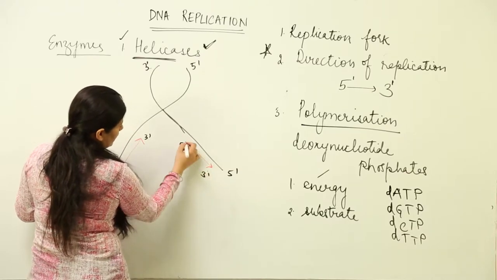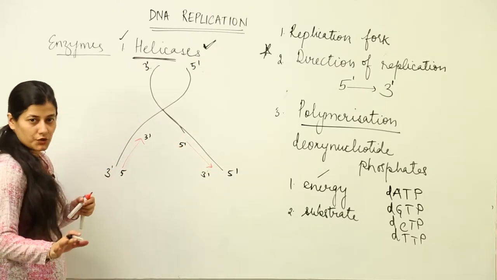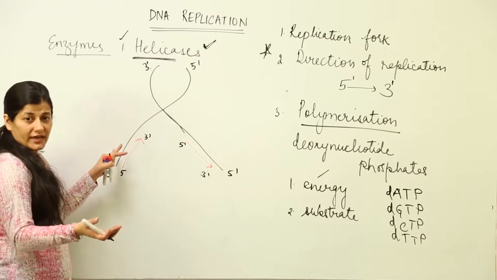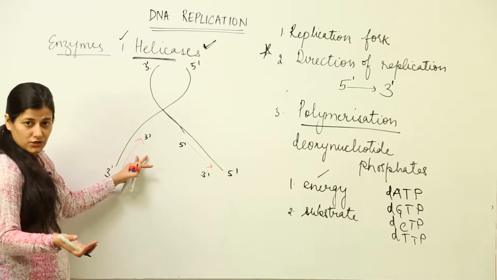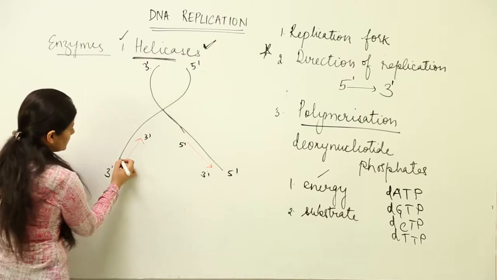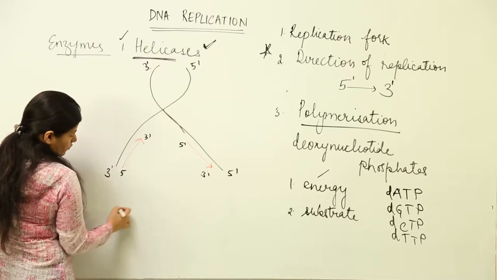We have to take care of complementarity, that is a must, okay? We cannot form the new strand which is not anti-parallel, okay? Complementarity is to be taken care of and it has to be anti-parallel, otherwise it will not be complementary. Suppose if the same direction occurs, then what would happen?